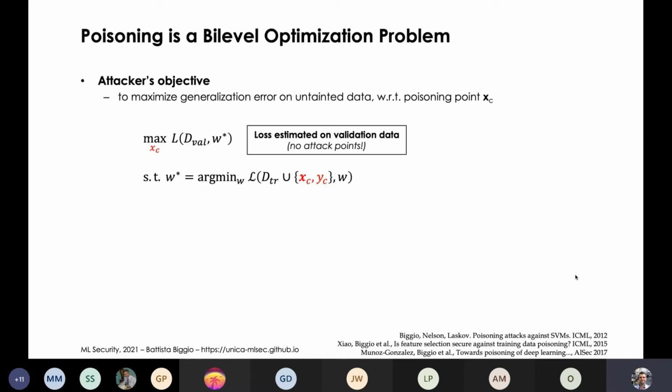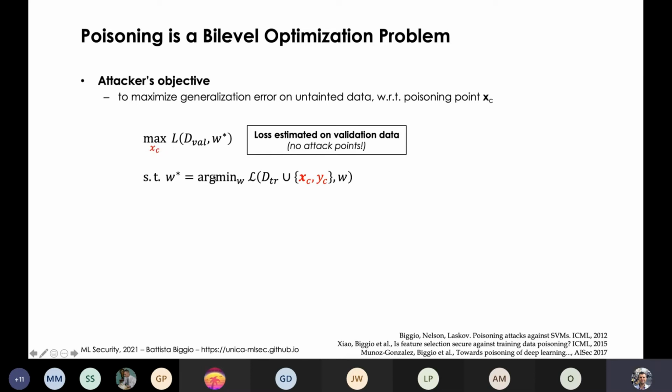So what you want to do is the following. You want to maximize the error, the loss function, on a clean set of data. This is going to be the validation set here. But you want to do that by manipulating a training point. Within this function, the function to be evaluated requires that you retrain the classifier on the training data plus the poisoning point, because that's exactly the process. So W star will be your classifier, which has learned also the poisoning data, and then you evaluate this classifier on the validation set to measure the error.